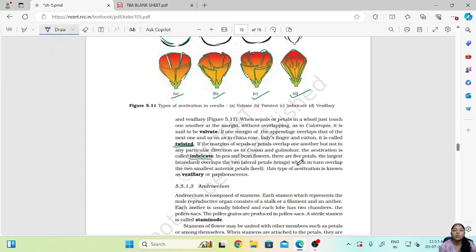Lateral petals called wings. So this is the standard petal, the largest one. Then the 2 lateral ones are called wings, which in turn overlap the 2 smallest interior petals called keel. So these will overlap these 2 petals called the keel. These are the wings, and this is the standard petal. So this type of estivation, or arrangement of the calyx and corolla, is called the vexillary or papilionaceous type of estivation.